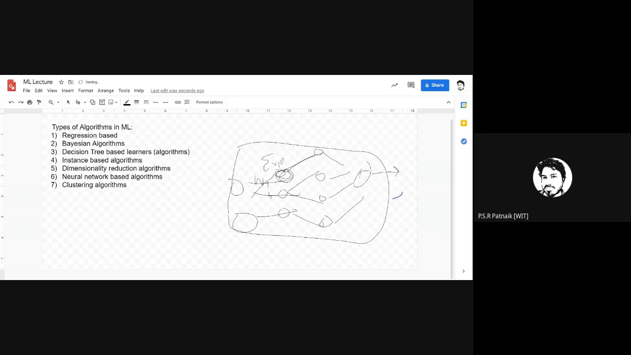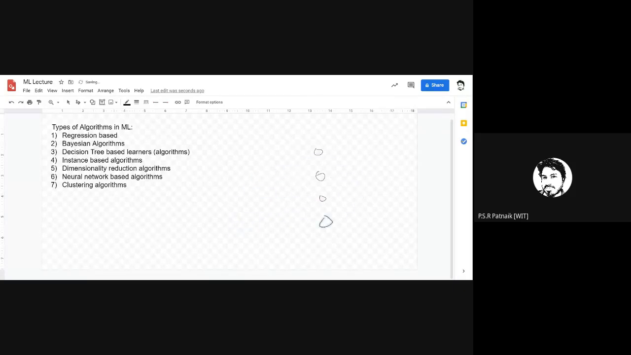So all these algorithms come under neural network. For example, deep learning, LSTM, CNN, convolutional neural networks, RNN, recurrent neural networks. These all are algorithms which are fundamentally based on representing the learning model as a neural network, which is inspired from the human way of learning. That's it. And then the last are clustering algorithms.